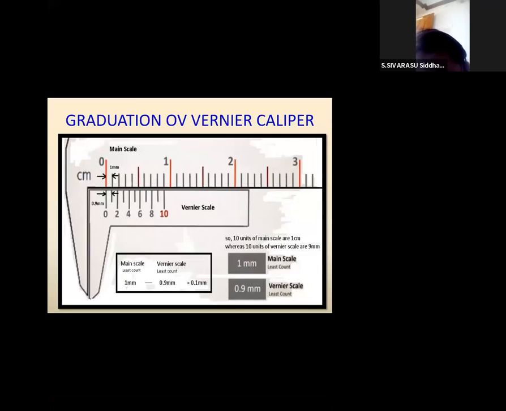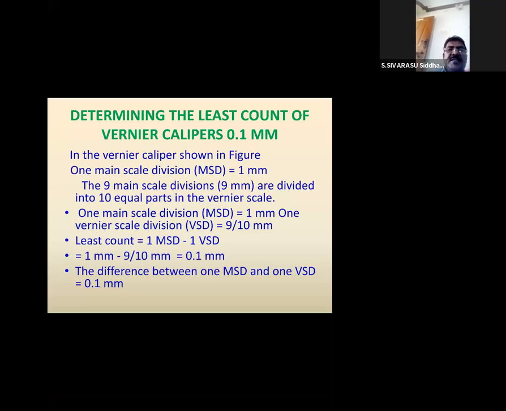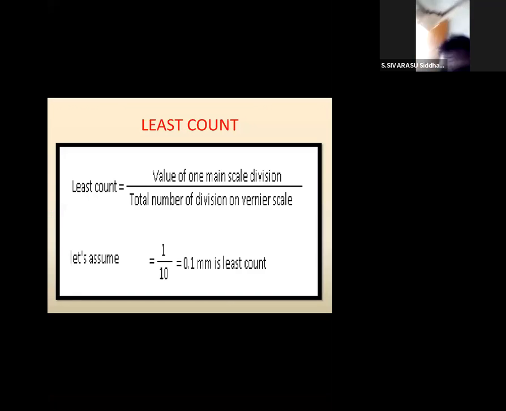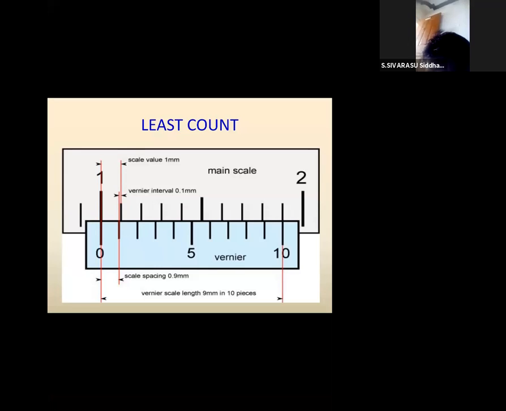By using this vernier caliper, how can we take the measurements? Now you can see that we will, here also. What do you understand from this? Just a minute.